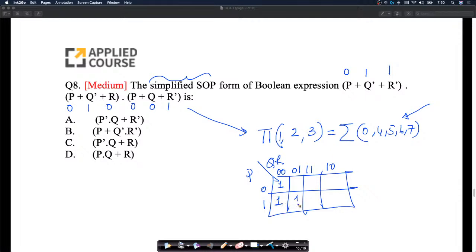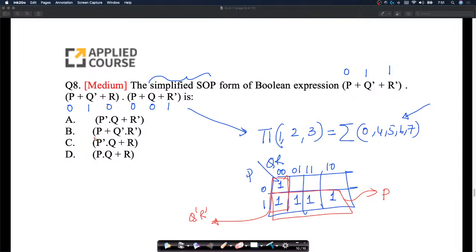Then you have 5, 5 is this, 6 is this, 7 is this, right? So this is what you have. Now this can be easily simplified. We know that, right? So there is a prime implicant of size 4 here. There is a prime implicant of size 2 here, or a box of size 2 if you want to think about it simply, right? So what is this box? This box is basically P. What about this box? This box is Q dash R dash, right?